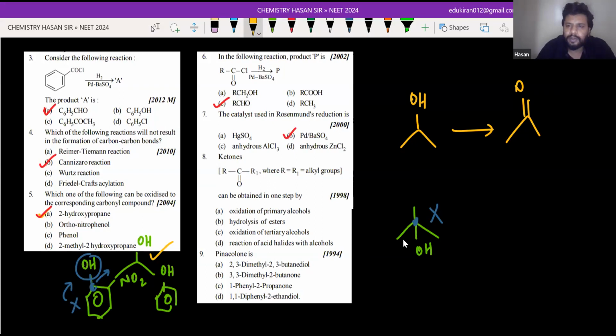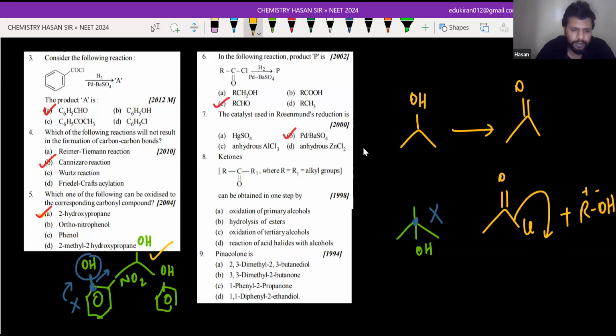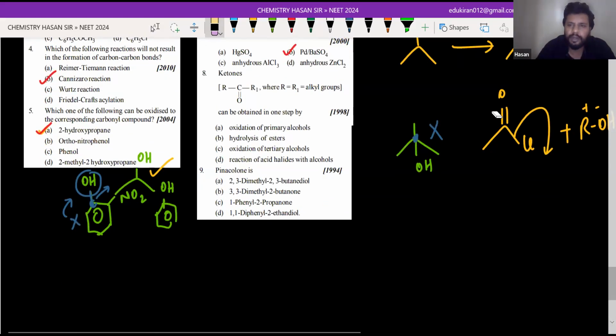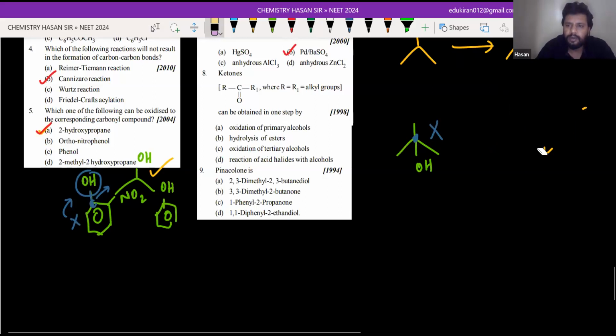If we are going for this, 8, that is your acyl halide followed by alcohols. This can be okay, no problem. This won't be in one single step. We need to follow a single step. So we can easily do this.